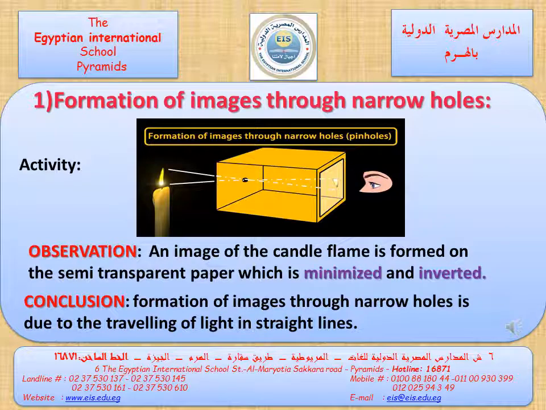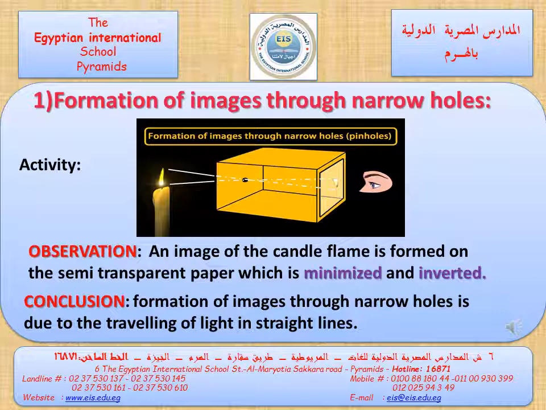To prove that traveling of light in straight lines can form images through narrow holes, we will make a small activity in which we will bring a curtain box and we will remove one side of the box and replace it with a piece of semi-transparent paper. Then we will make a narrow hole in the opposite side of the semi-transparent paper as shown in the picture. Then we will darken the room and put a lighted candle in front of the narrow hole at a certain distance. And we will look at the semi-transparent paper.